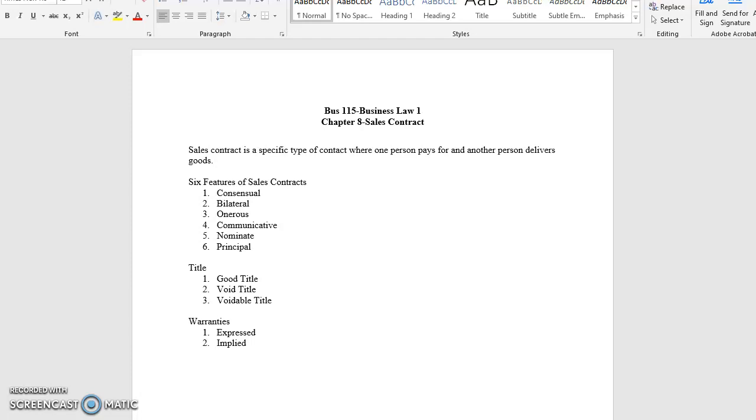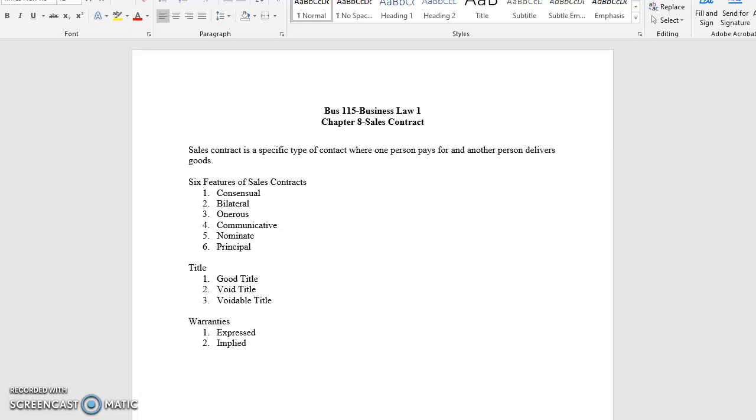Today we're going to be talking about sales contracts. The important thing about sales contracts is that it is just a contract, but it is a specific type of contract where one person is paying for something and another person delivers the goods. We all kind of know what a sales contract is, but it's a little different than just a normal contract. It's a specific kind of contract.